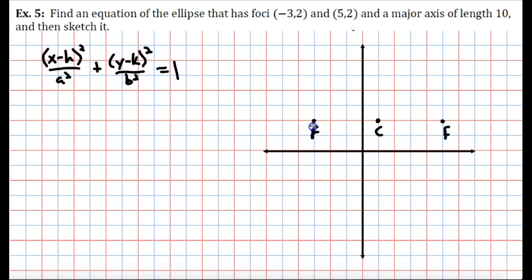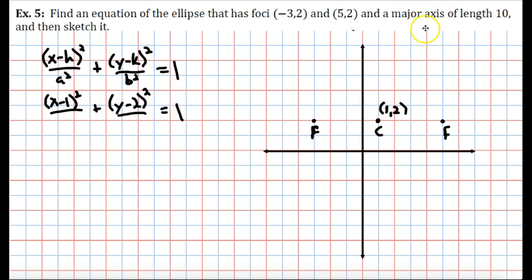So one of the big pieces of information I need is the center, which is at (h, k). Right off the bat, I can say my center is at the point (1, 2). So I can fill this in. This is going to be (x minus 1) squared over something plus (y minus 2) squared over something, and it's going to have to equal 1.